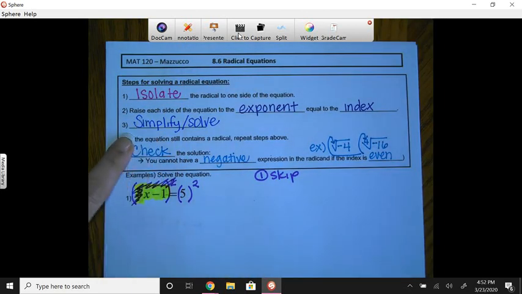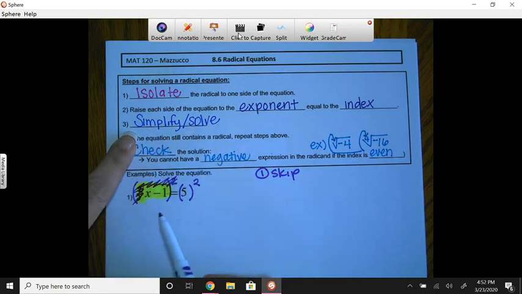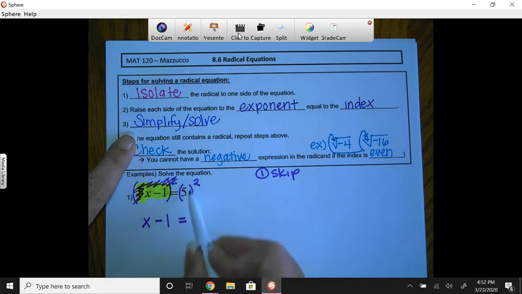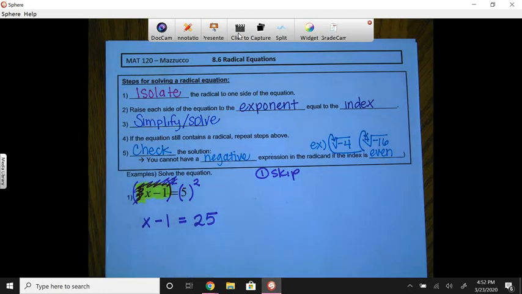Step 3, we are going to simplify and solve the remainder of the problem. We're going to be left with x minus 1 equals 5 to the second power, which is 25. And then we're going to solve this. We don't need to factor. There is no exponent on the x. So we're just going to add 1 to both sides, and we would get x equals 26.